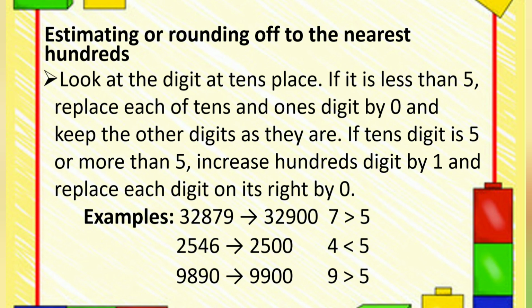Estimating or rounding off to the nearest hundreds. Children, first you have to look at the digit at tens place. If it is less than 5, replace each of tens and ones digit by 0 and keep the other digits as they are. If tens digit is 5 or more than 5, increase hundreds digit by 1 and replace each digit on its right by 0. Some examples are given.